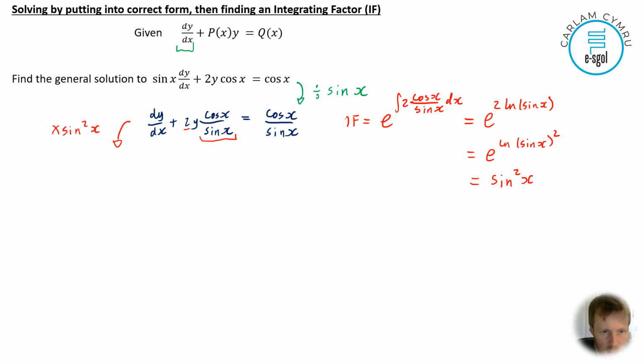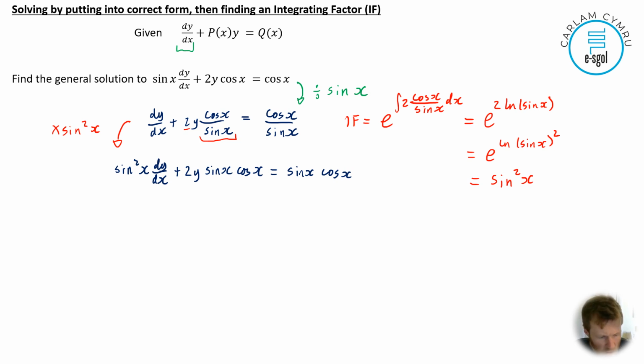That's going to give us sine squared x dy over dx plus 2y, I guess because you've got a sine squared and you've got a sine x on the bottom, we're actually going to get 2y sine x cos x. And we're going to get a similar thing happen here. We're going to get a sine x cos x, because the sine squared is going to cancel with one of the sine x on the bottom.